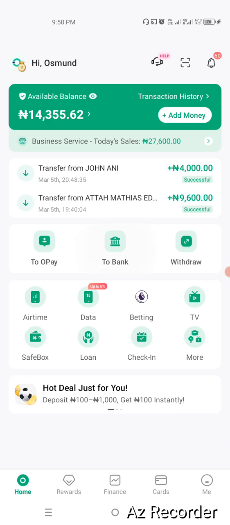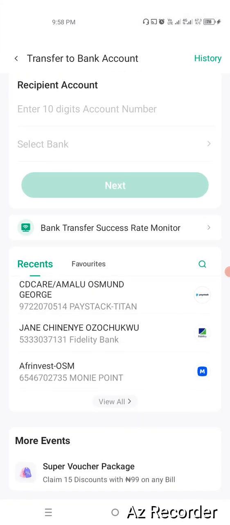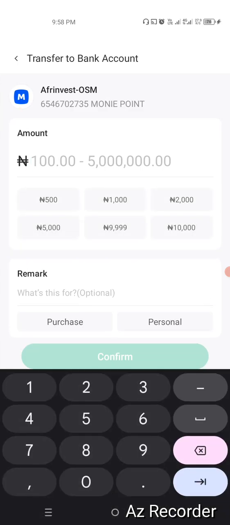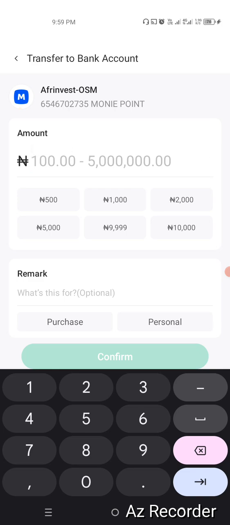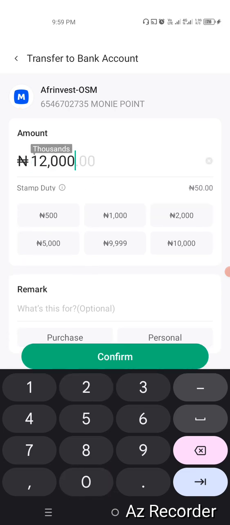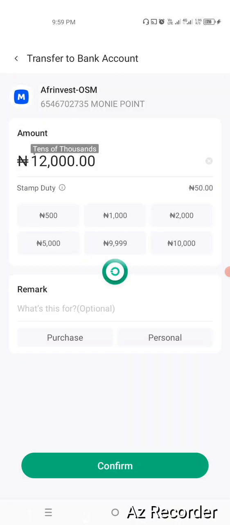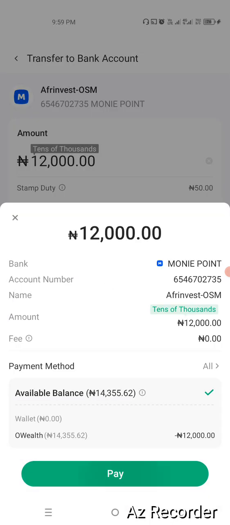Now I want to buy just ordinary 10 shares of it. This is my AFRINVESTOR already. I'm going to be transferring 11,500 naira. Or no, let me transfer 12,000 to be on the safer side. 12,000 naira. So I'm transferring money to my AFRINVESTOR now. Pay. Send.